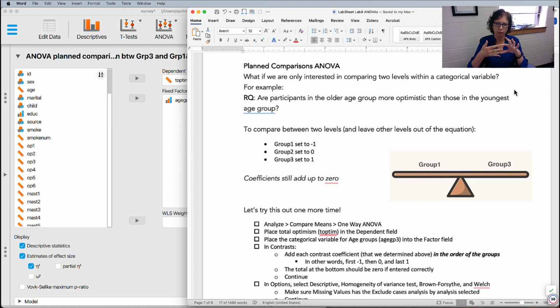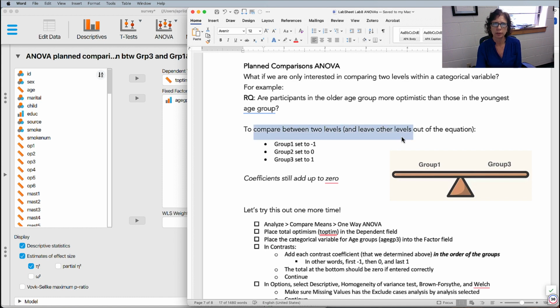So like I said before, if I had two racial groups that I wanted to compare to each other, even though there's 5 in the variable itself, a planned comparison can help us get to that. An example question with our data here: are participants in the older age group more optimistic than those in the youngest age group? So I'm only interested in group 1 and group 3 here.